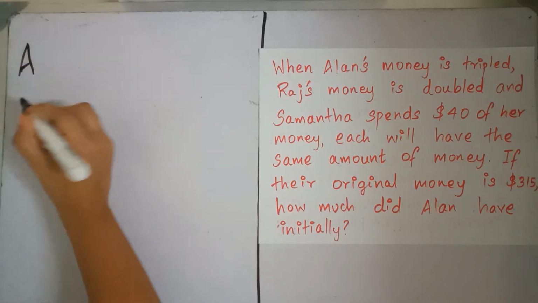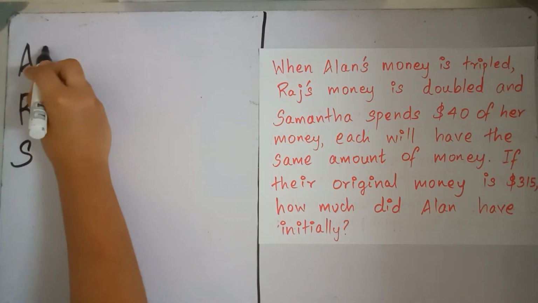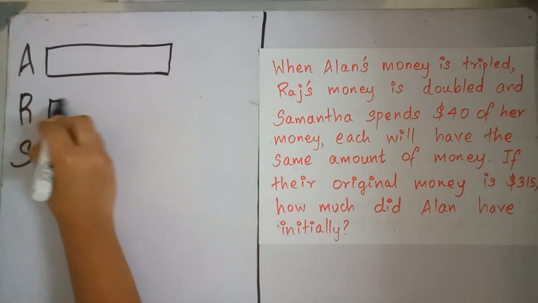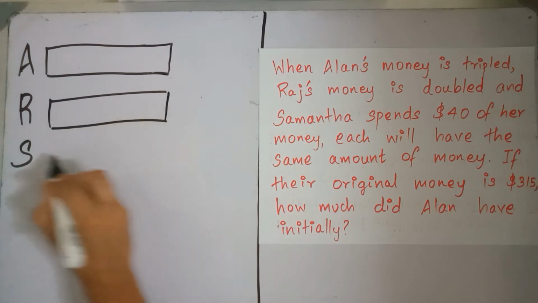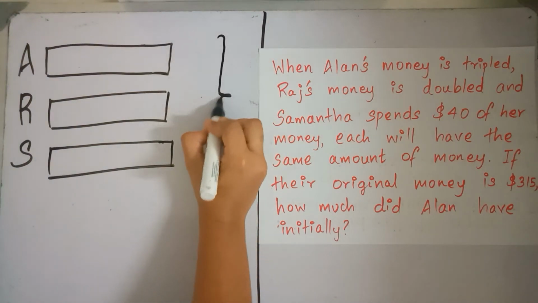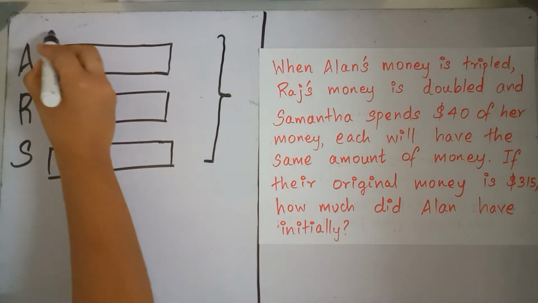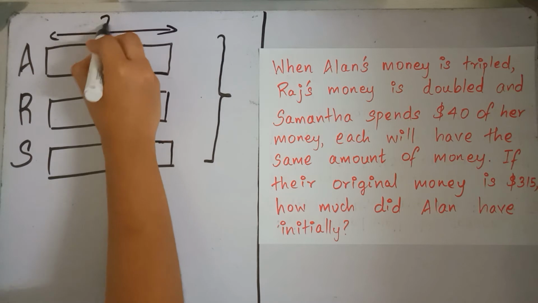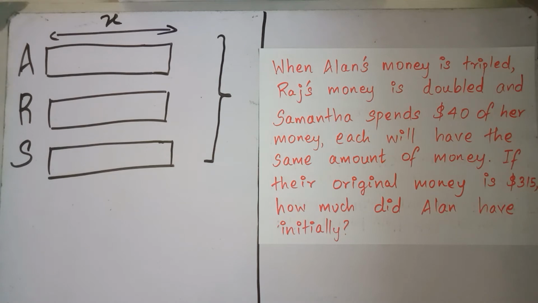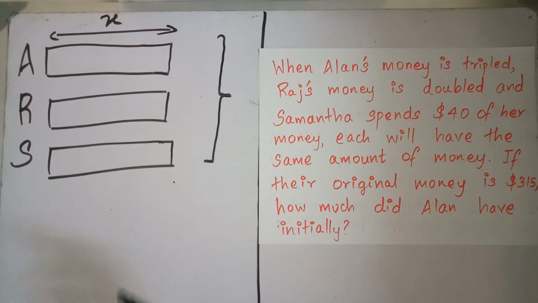So in the final case, Alan, Raj and Samantha have the same amount of money. I'll be drawing it in the form of a model so that you can visualize it better. All three of them have the same amount of money. We don't know what the total amount is, neither do we know the individual amounts. Now, let's just call this X. So Alan has X, Raj has X, and Samantha has X. Now we have to work backwards. This is the final condition. We have to work backwards to look at the initial condition.